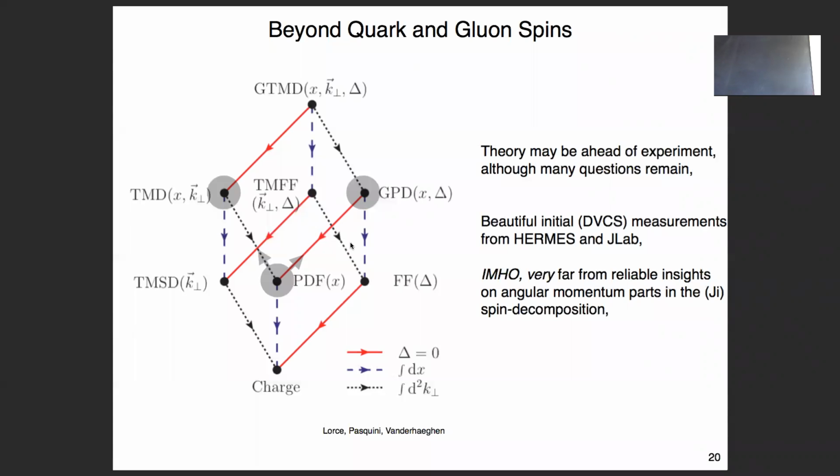Okay, well, theory may just be ahead of experiment, even though actually many questions do remain. Of course, that's not at all to comment negatively on what truly are initial and quite beautiful measurements that have been made, I would say, with sensitivity to measurements that could give us eventual insight in orbital momentum components by Hermes and Gela, and before in the unpolarized case by the Hera experiments. Nevertheless, going back to the topic and what was asked to do, I think we are truly very far from reliable insights on angular momentum components from data itself. That's just something that truly still needs to come to fruition, if that is at all practical.